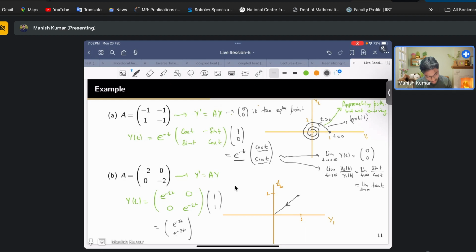As t goes to infinity, you can clearly see that the path is going to 0, right? Moreover, if you try to see the ratio, the limit as t goes to infinity of y2(t) by y1(t), you see this is 1, right? So this orbit is an entering path, right?